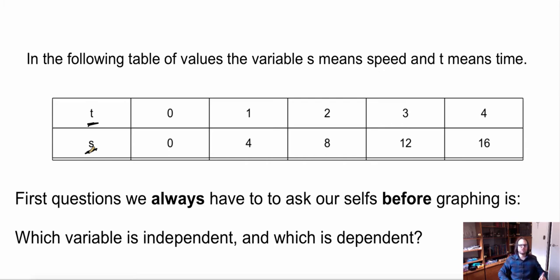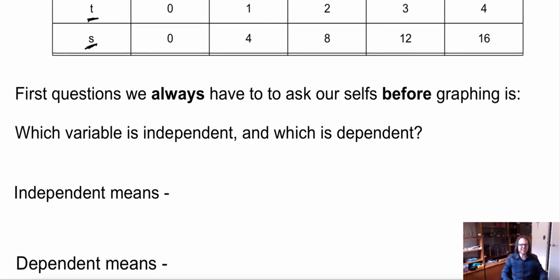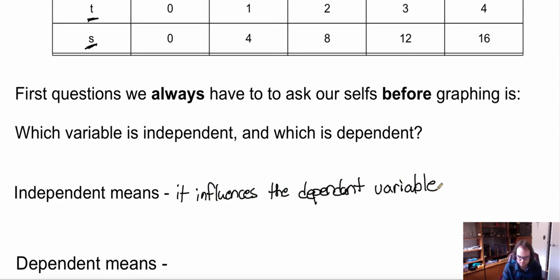So the first question we must always ask is, which of these variables is going to be the independent variable and which is going to be the dependent variable? Well, what does that mean, dependent and independent variable? My independent variable kind of sounds what it is. It's independent, meaning it is not affected by the other variable. But my independent variable tends to influence my dependent variable. Or it is not influenced by other variables.